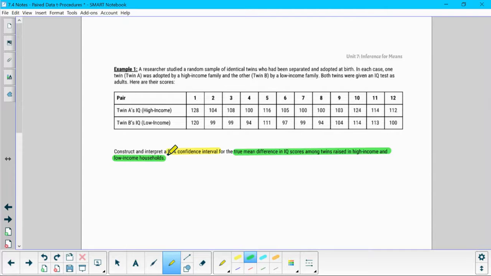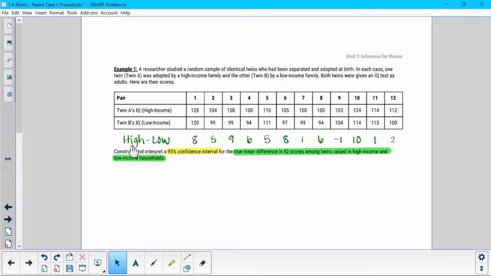Now, they don't have any direction in which they're interested in for the differences, so you really could go either way. For this particular problem, I'm just going to do my top row minus my bottom row. So I'm going to do high minus low. So all I did was I went between each pair. So we are pairing the twin with their twin and finding the difference. So 128 minus 120 is 8, 104 minus 99 is 5, 108 minus 99 is 9, and so on for all 12 sets of twins.